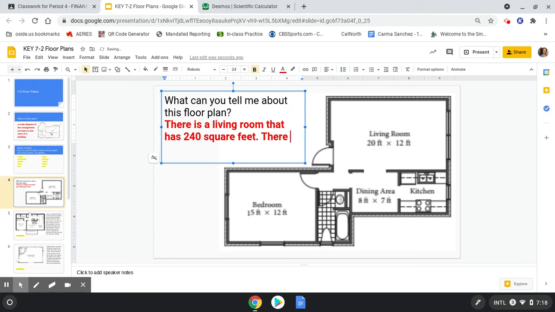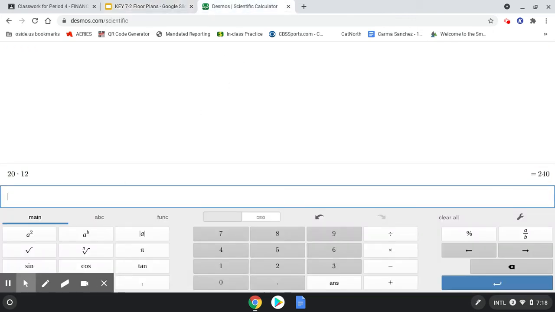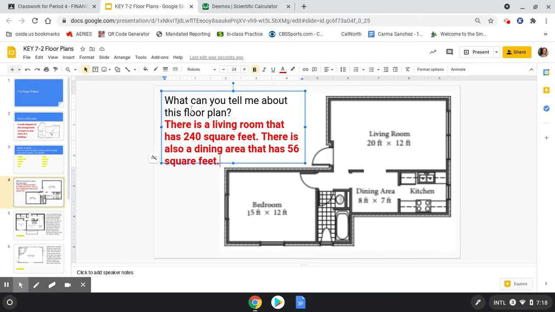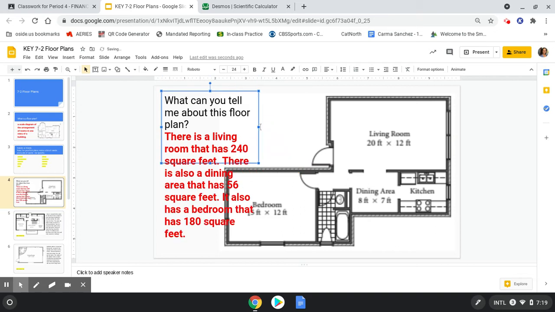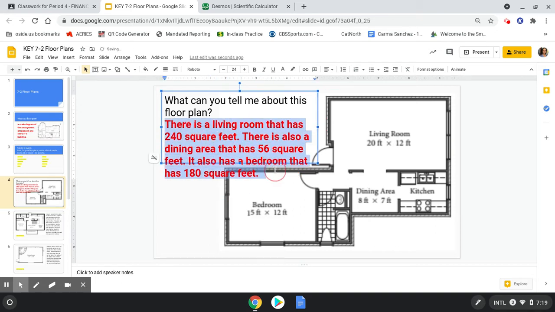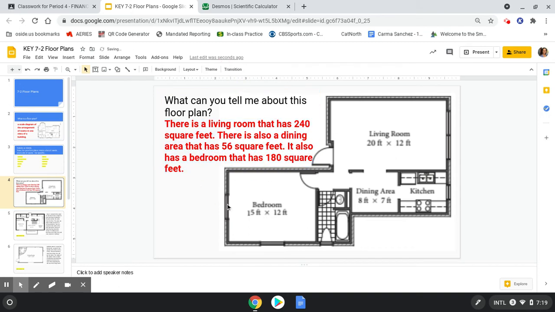There's also a dining area that has 56 square feet. Where did that come from? That's right here, this 8 by 7. It also has a bedroom that is 15 by 12. So that's 180 square feet. Okay. So you're just kind of looking at what are the spaces that this has. Do I like this layout? Because you're going to be thinking about making your own floor plan.